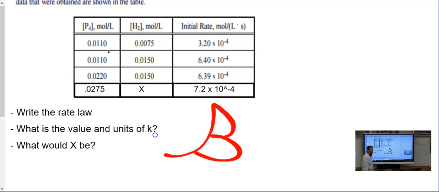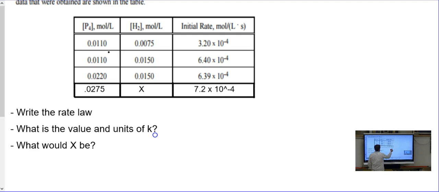There you go. That's beta. That's actually a Greek B. All right, here we go. Please pay attention. I'm not going over this in class after today.